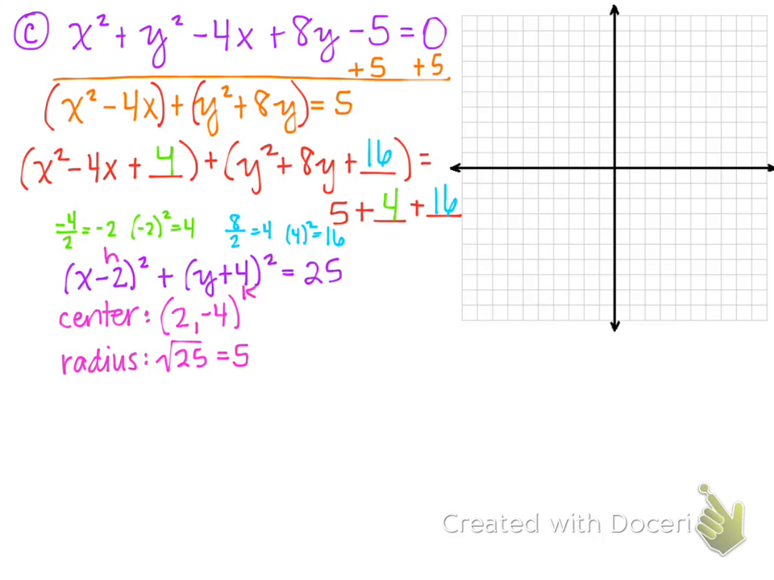So let's sketch it. We're going to put our center at 2, negative 4. And then from here we got to count out a radius of 5. So we're going to go 5 to the right, 5 above it, 5 to the left of it, and then 5 down. And then we're going to sketch our circle. A little lopsided, but it works.